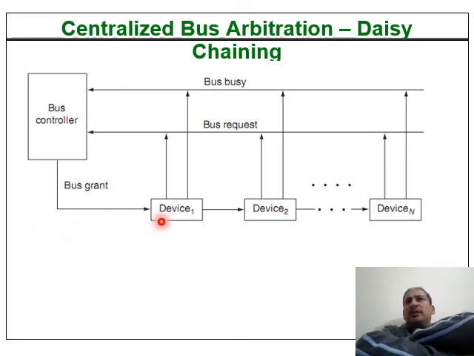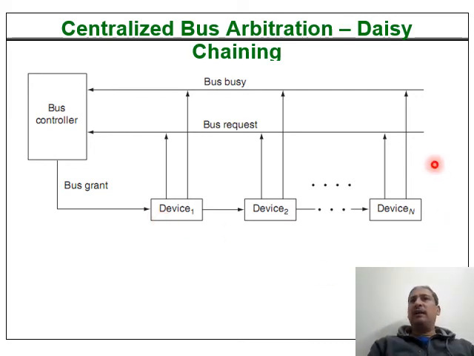The diagram that you are seeing in front of you is a centralized bus arbitration scheme called daisy chaining. Here the devices are given priority depending upon their proximity to the bus controller. This is a centralized bus arbitration because we have a common bus controller. Whenever devices generate bus requests, we have a common bus request line, so all the devices are connected to this. This bus request line gets activated even if a single device is asking for the bus.